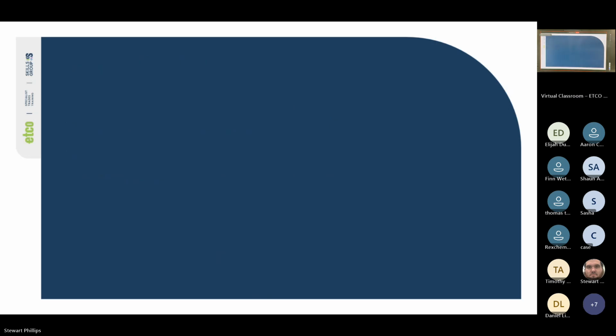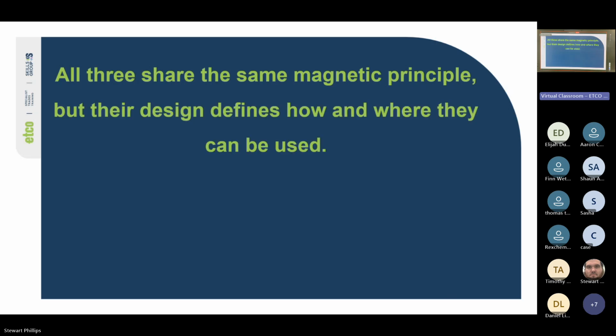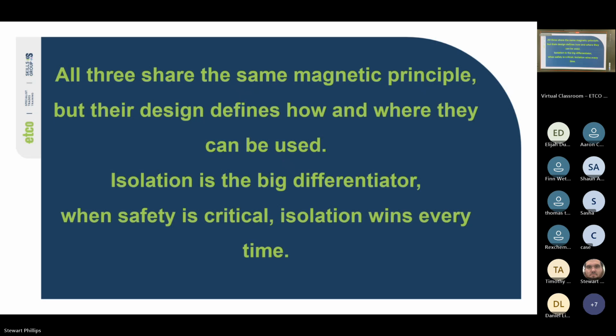Cool. So remember, all three share the same magnetic principle, but their design defines how and where they can be used. So isolating is the big differentiator. When safety is critical, isolation wins every time. So when safety is number one, we're going to throw the auto transformer out the window. Safety is the number one thing. If it's not safe, it's not worth using.